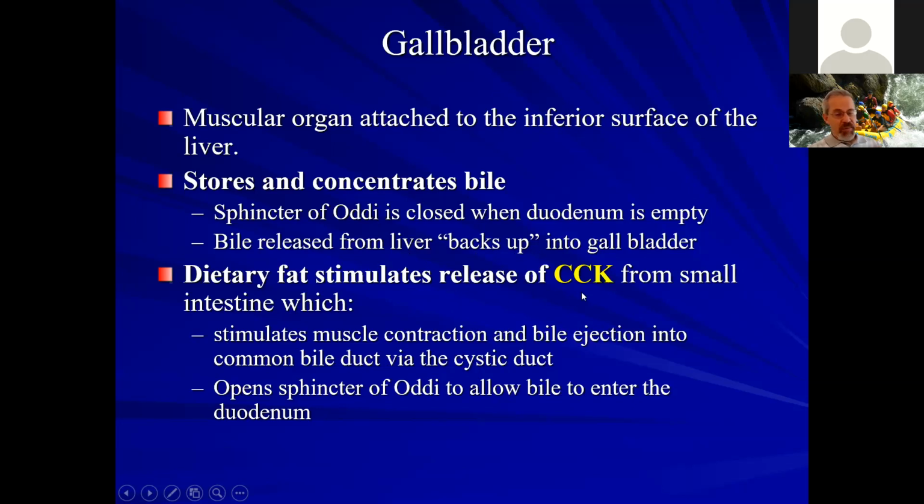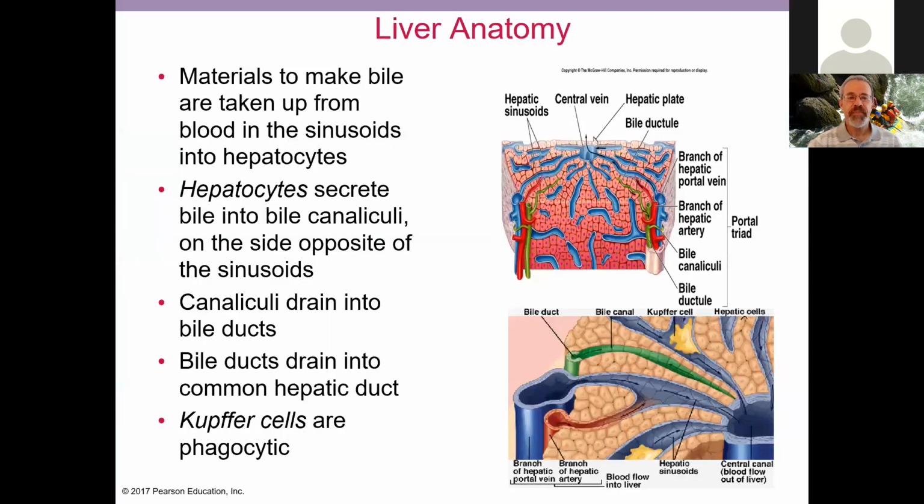And at the same time, CCK also triggers opening of the sphincter. So it's really doing three things. It stimulates the release of enzymes from the pancreas. It stimulates the release of bile from the gallbladder. And most importantly, of course, it opens up the sphincter, because all those secretions aren't going to do any good unless that sphincter is open.